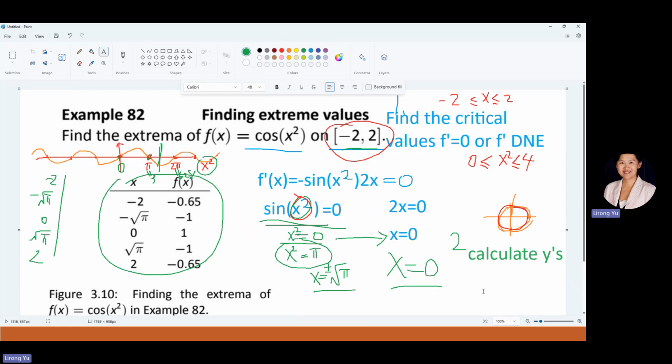Cosine pi actually equals -1, cosine 0 equals 1. And then we can see the maximum is 1 and the minimum is -1. So we find out the extreme value for this cosine function is -1 and +1. Any question? These are actually the natural boundary for cosine. Cosine is a function that oscillates between negative and positive. So it's only natural the maximum is 1 and the minimum is -1.